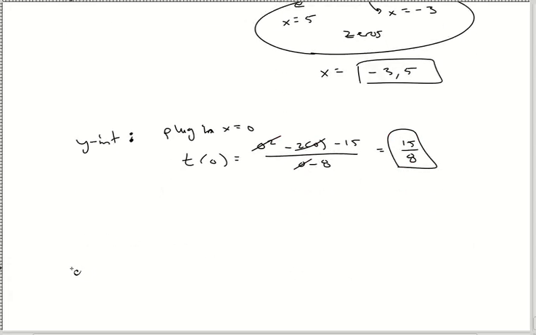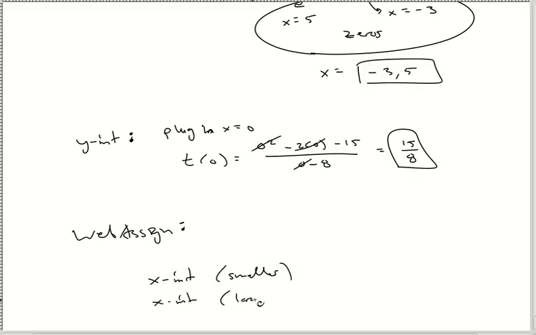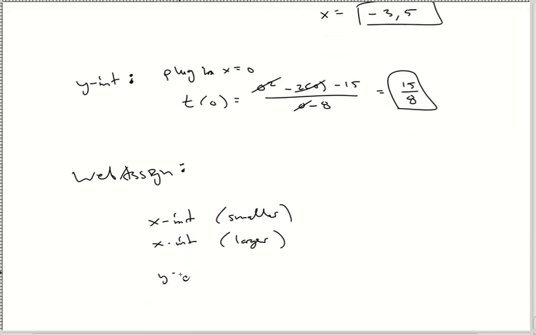Okay, now I wrote down what WebAssign actually wants. So here we go, we got our math answers. This is what WebAssign actually wants. I'm glad that I wrote it down. They say x-intercept smaller, x-intercept larger. Now you know you got two of them. And then they say y-intercept.